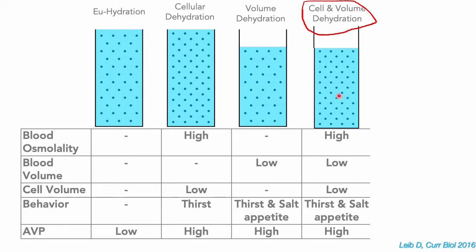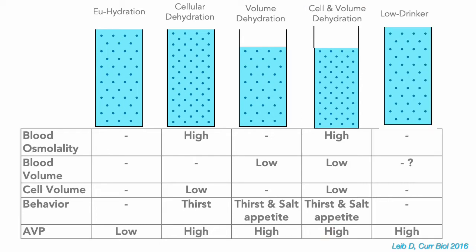So in this case, and this is what happens especially during exercise, during exposure to heat, etc., we have both increased plasma osmolality and a decrease in blood volume. So we have what we call hyperosmotic, an increase in blood osmolality, and hypovolemia, a decrease in blood volume. We also have shrinkage in cell volume, we're thirsty, and salt appetite is also increased. And of course, if we measure vasopressin, it is stimulated.